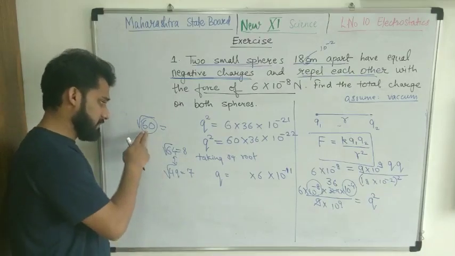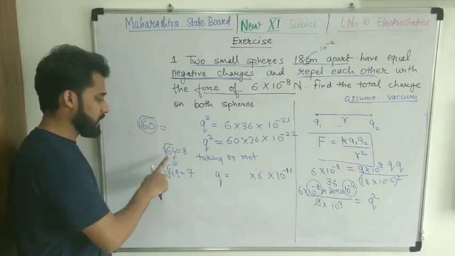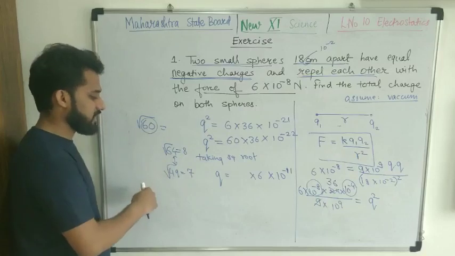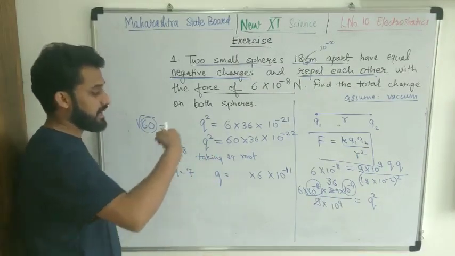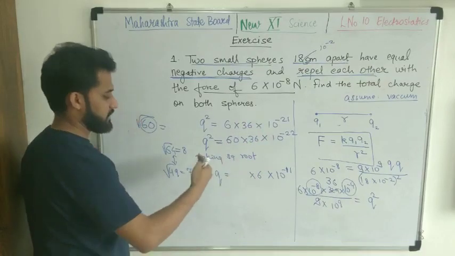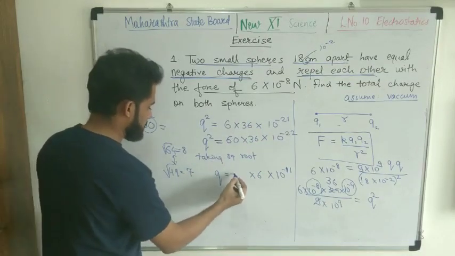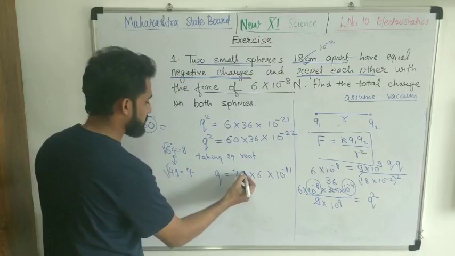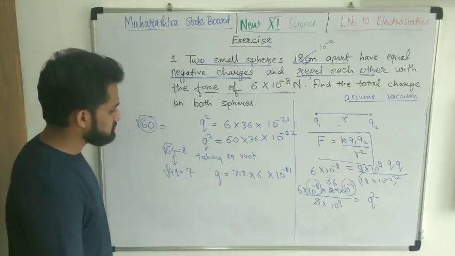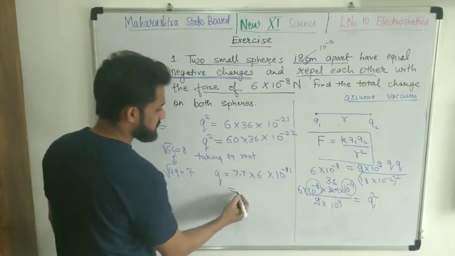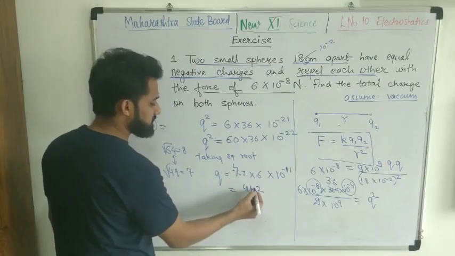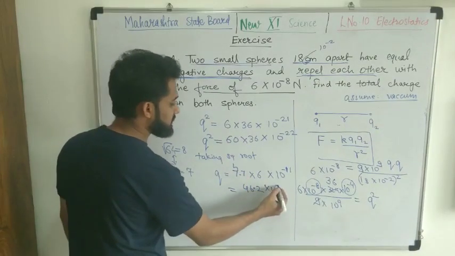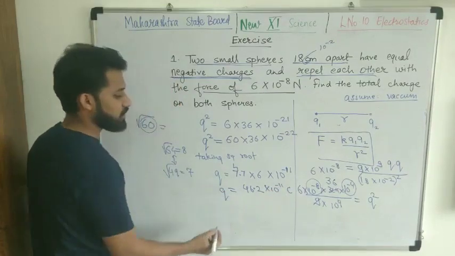But the number 60 is tending more towards 64 and it is away from 49, so I would prefer 7.6 or 7.7, to the right side of 7 and 8. So the answer approximately I can write as 7.7 or 7.8, and if I multiply this, 42, 46, so 46.2 times 10 raised to minus 11 Coulomb is the charge on each sphere.